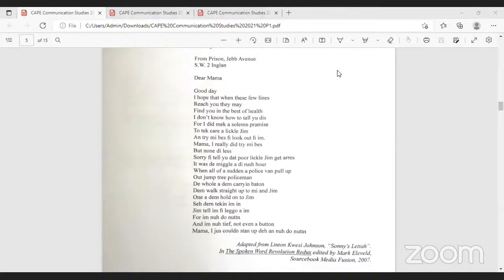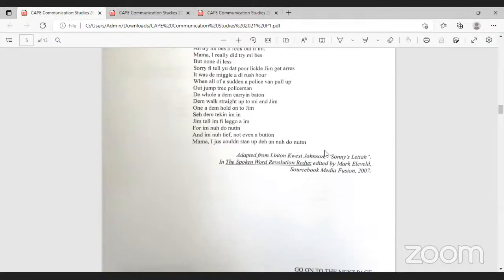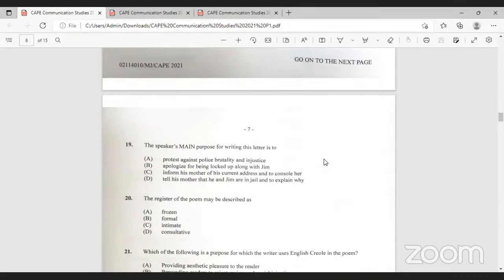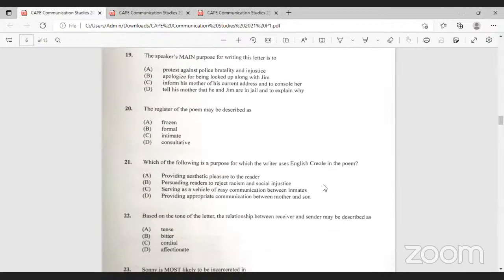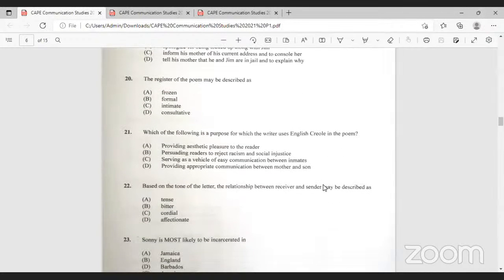Yeah, they're both Sonny's letter from prison. So 20, the register of the poem may be described as what? Frozen, formal, intimate, or consultative. But he's saying C, yeah, I mean, it's a letter. He's writing it to his mother. So it's intimate, C.